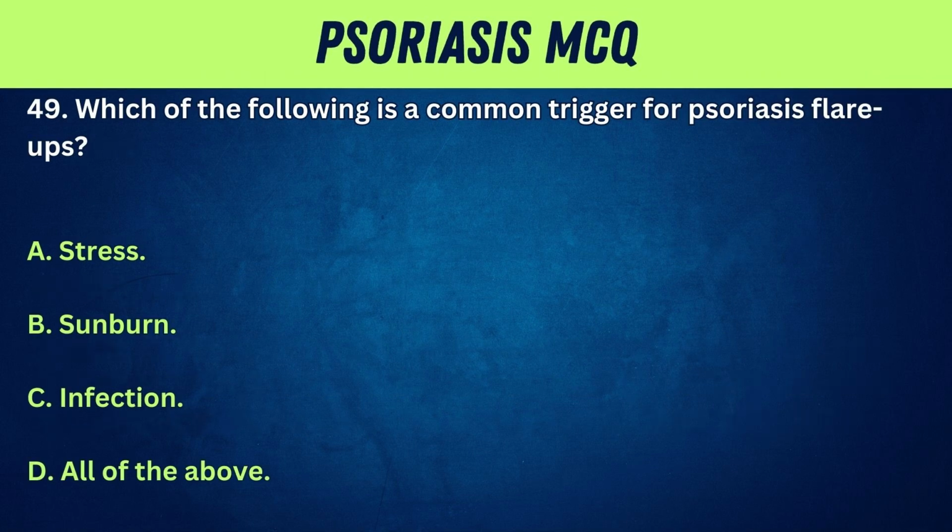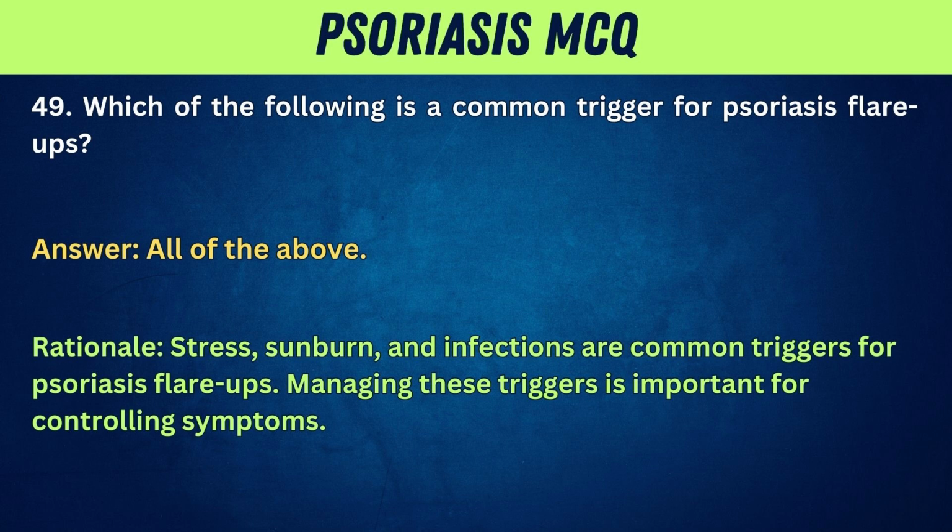49. Which of the following is a common trigger for psoriasis flare-ups? A. Stress. B. Sunburn. C. Infection. D. All of the above. Answer: all of the above. Rationale: stress, sunburn, and infections are common triggers for psoriasis flare-ups. Managing these triggers is important for controlling symptoms.